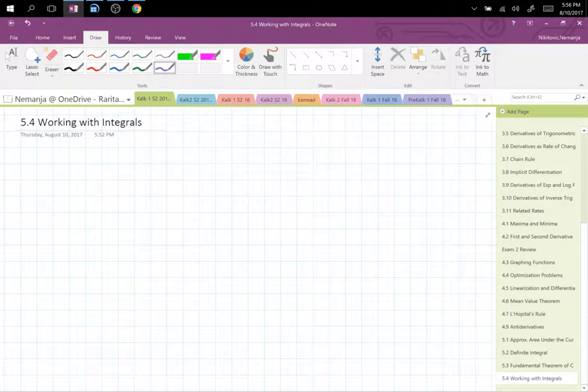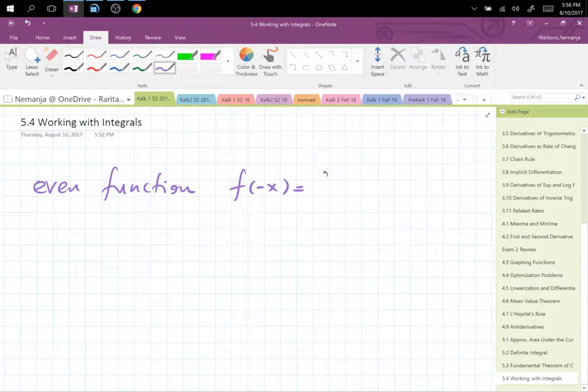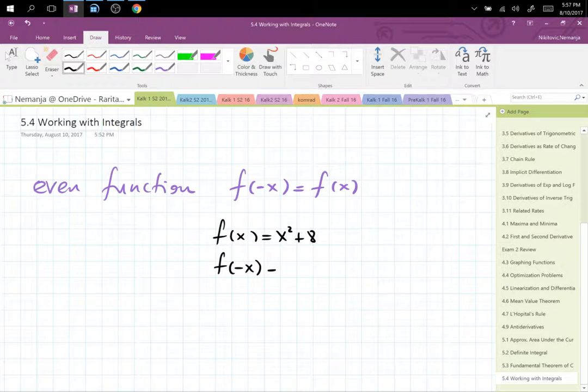But before we jump into the formulas, the even function has the property f of negative x equals f of x. An example for this would be x squared plus 8. X squared plus 8 is an even function, and you can check that by computing f of negative x, which would be negative x squared plus 8, which works out to be x squared plus 8, which is f of x.